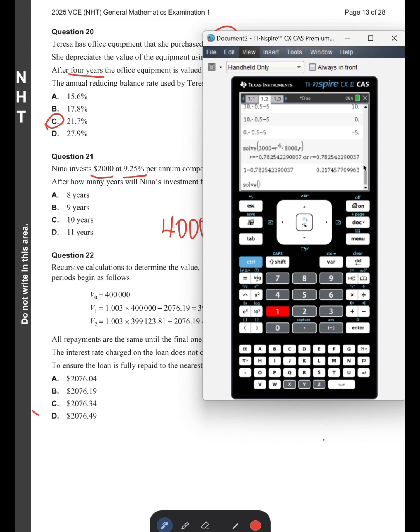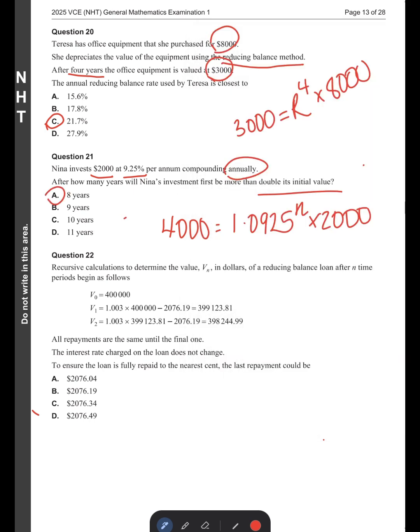Menu 3, 1, 4,000 equals 1.0925 to the power of n times 2,000, comma n. And that's going to give me 7.8, which means it's going to double in 8 years. Okay, because at 7 years, it's not an option anyway, but at 7 years, you haven't reached double, so you've got to wait to the 8th year.